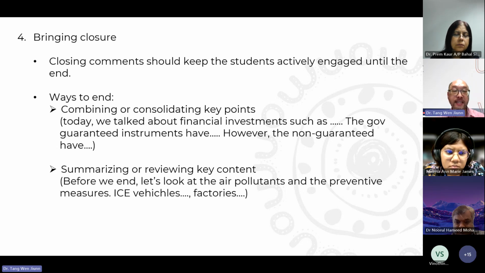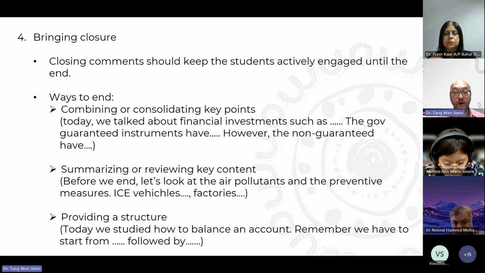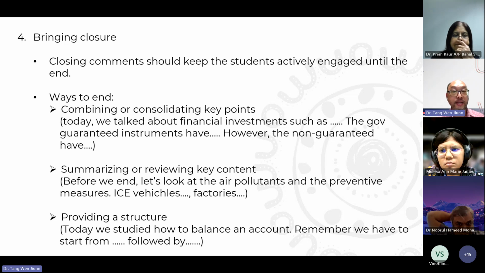We are summarizing, or we provide a structure for them. After all we have shown and all the activities they have done, we ask them to remember, we have done this, this is what we started with. So they will pay attention until the end of the class.